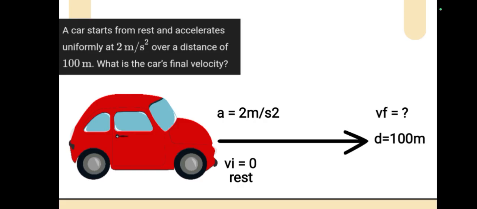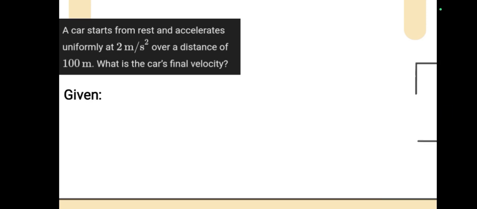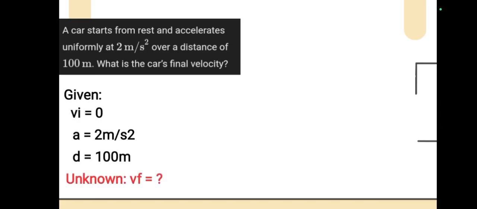So after we visualize the problem, next we follow this method in solving problems in physics. We call it the GUPSA method. GUPSA is an acronym. G stands for given. Based on the given laid down earlier, we already have Vi, which is 0, from the idea of a car that starts from rest. Next, we have acceleration of 2 meters per second squared. Then we have distance equivalent to 100 meters. And we have a final velocity, which is the unknown.